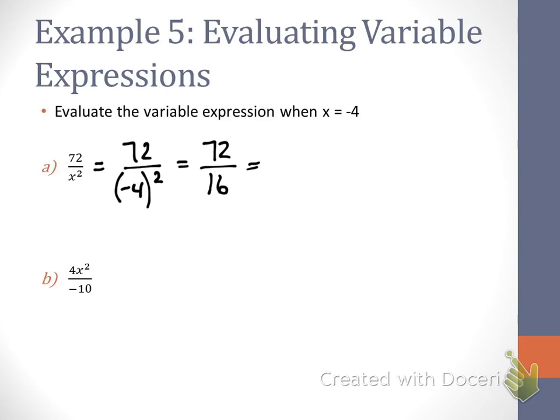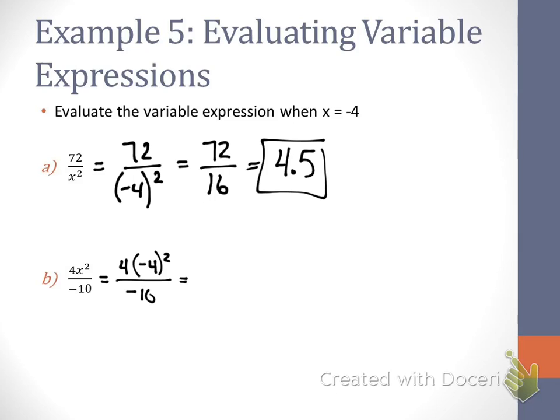So 72 divided by 16 is 4.5. All right, I want you to try the second one on your own now. All right, so let's make the substitution. 4 times -4 squared divided by -10. What do you do first? You have to multiply the 4 times -4 squared. Yes, you have to square it.